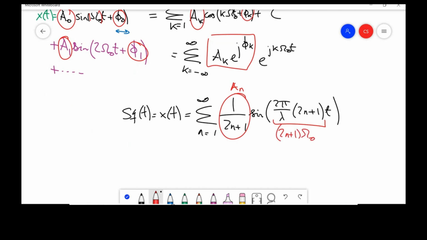Meaning we only have odd harmonics. All the k for which k is a multiple of 2 are 0. That is why we write it this way. And then the phi_k are all equal to 0, which is why they don't appear.